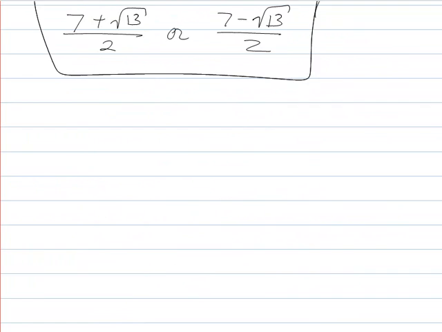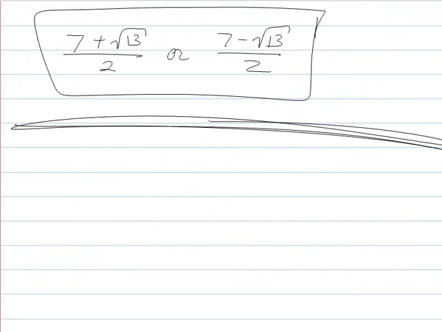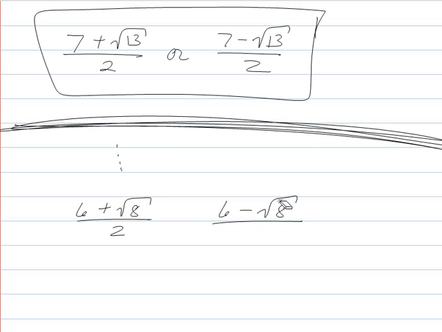Okay. So while we're looking at this, actually, before I forget, what you don't want to do is turn a good answer into a bad answer. So, for example, say I had a different answer that had simplified down to, oh, I don't know, 6 plus the square root of 8 over 2, and then 6 minus the square root of 8 over 2. Let me just write it like this: 6 plus or minus the square root of 8 over 2. Now, remember that you can simplify the square root of 8 as the square root of 4 times 2, right?